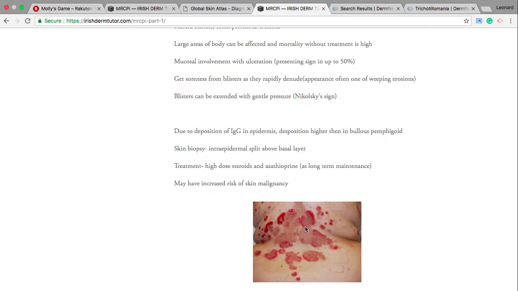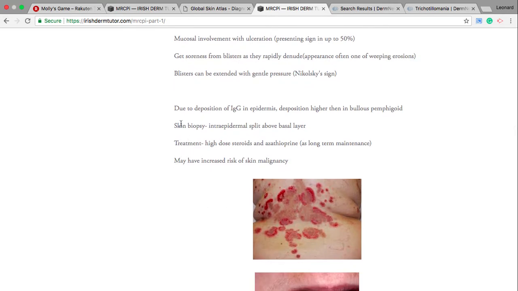So if you have a blister that's kind of intact, you can extend it with gentle pressure on the fingers, rubbing the finger against the skin. Like bullous pemphigoid, it's due to deposition of IgG, but in this case it's higher up. So the deposition is in the epidermis, and it's not near the basal layer.